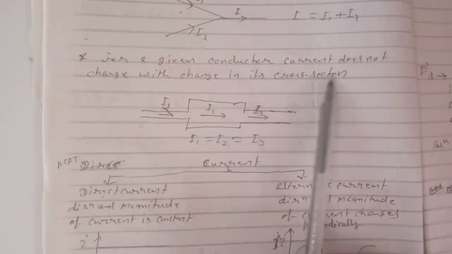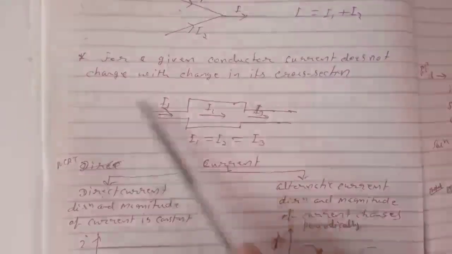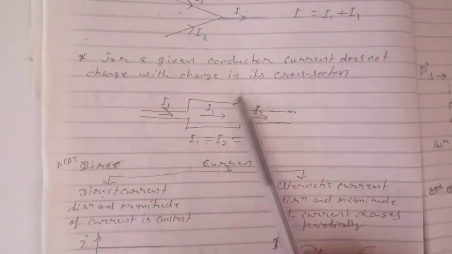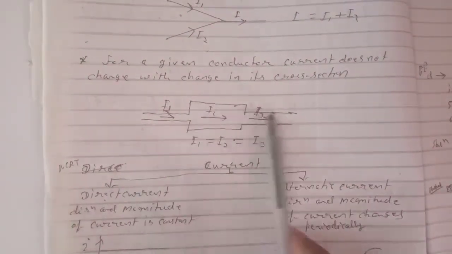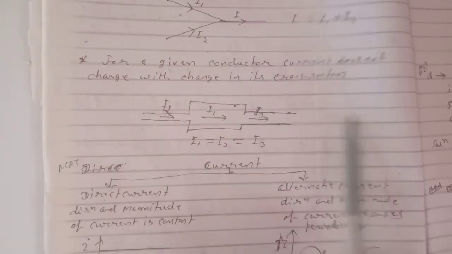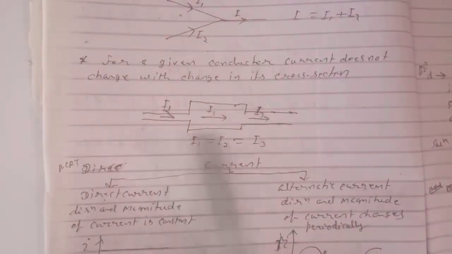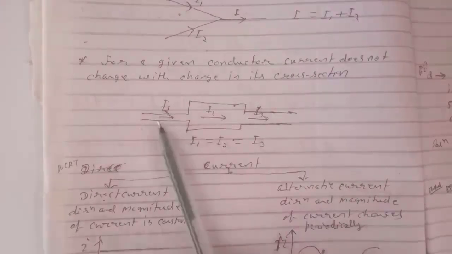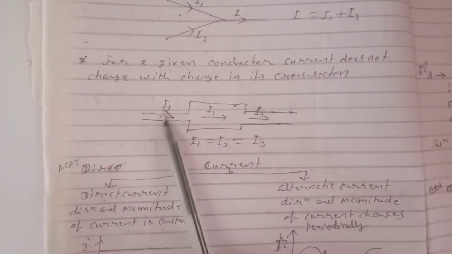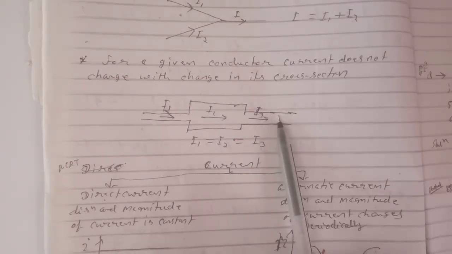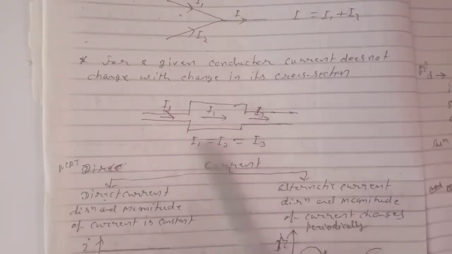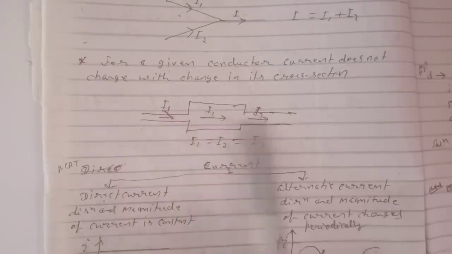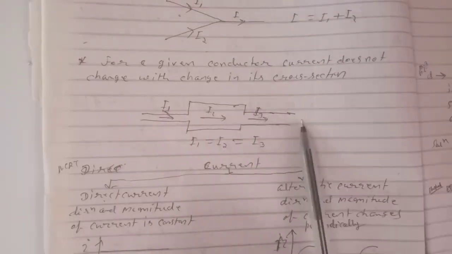Second, for a given conductor, current does not change with a change in cross section. This is a very important point. If the same conductor with different cross sections is given and we set up a current, and we consider I1 current flowing in this cross section, I2 in this cross section, and I3 in this cross section, then according to this concept I1, I2 and I3 will be equal. Every current is equal to each other, that is, it does not depend upon the cross section of the conductor.